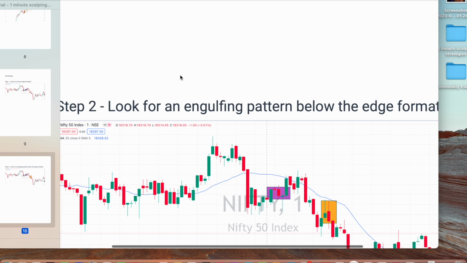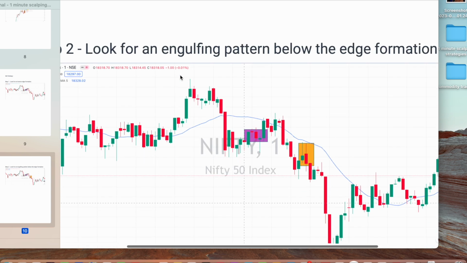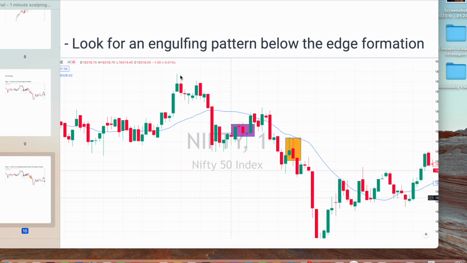Coming to step 2, look for an engulfing pattern below the S formation. If you take a look at the buy strategy, in step 2, we looked for another build-up above the H formation. But here, for a sell strategy, we're not going to look for that. We are directly going to look for an engulfing pattern below the H formation. So if you see over here, there is a build-up, the price came down, it tries to cross the low or the high of the build-up, the S formation, and then we could see there was an engulfing pattern, right?